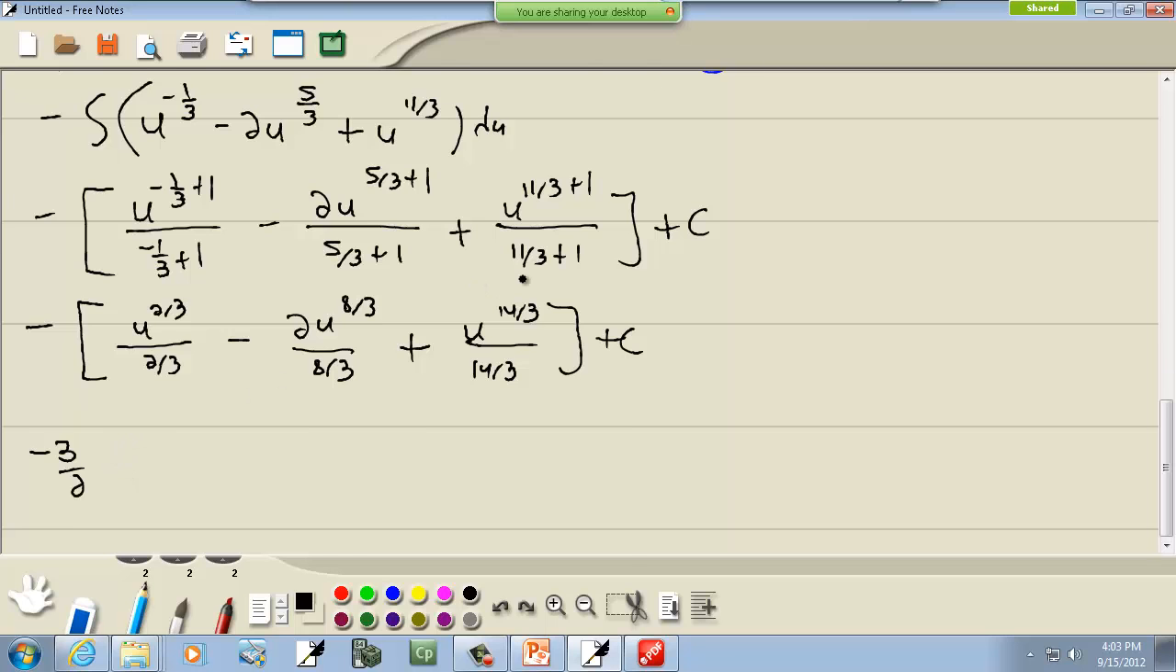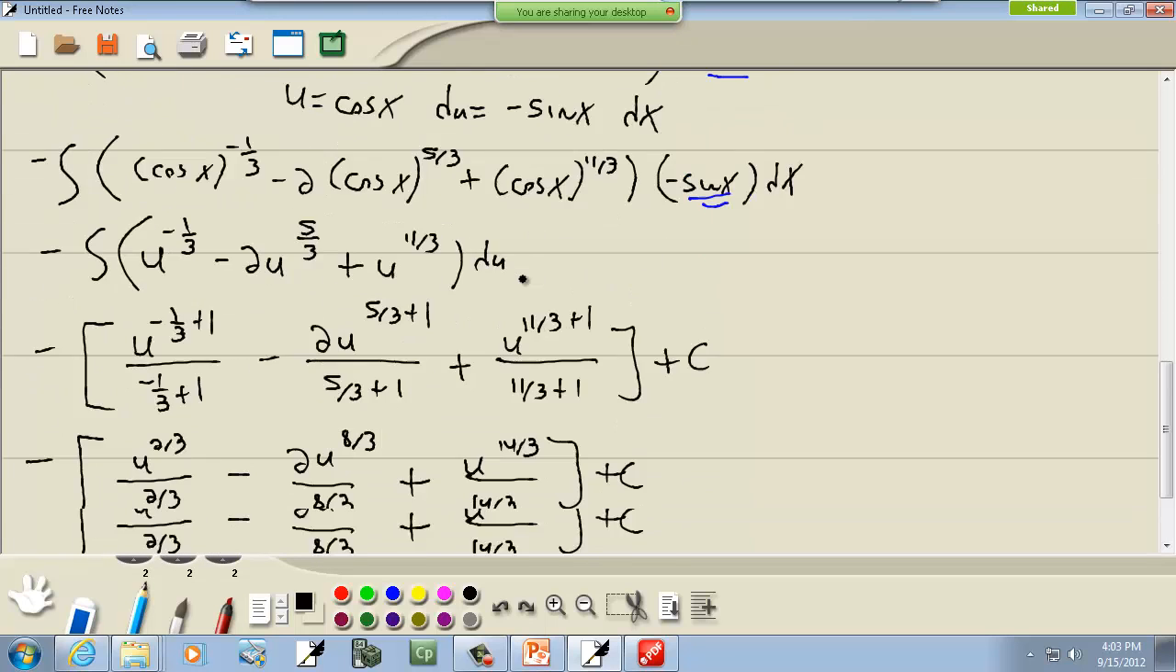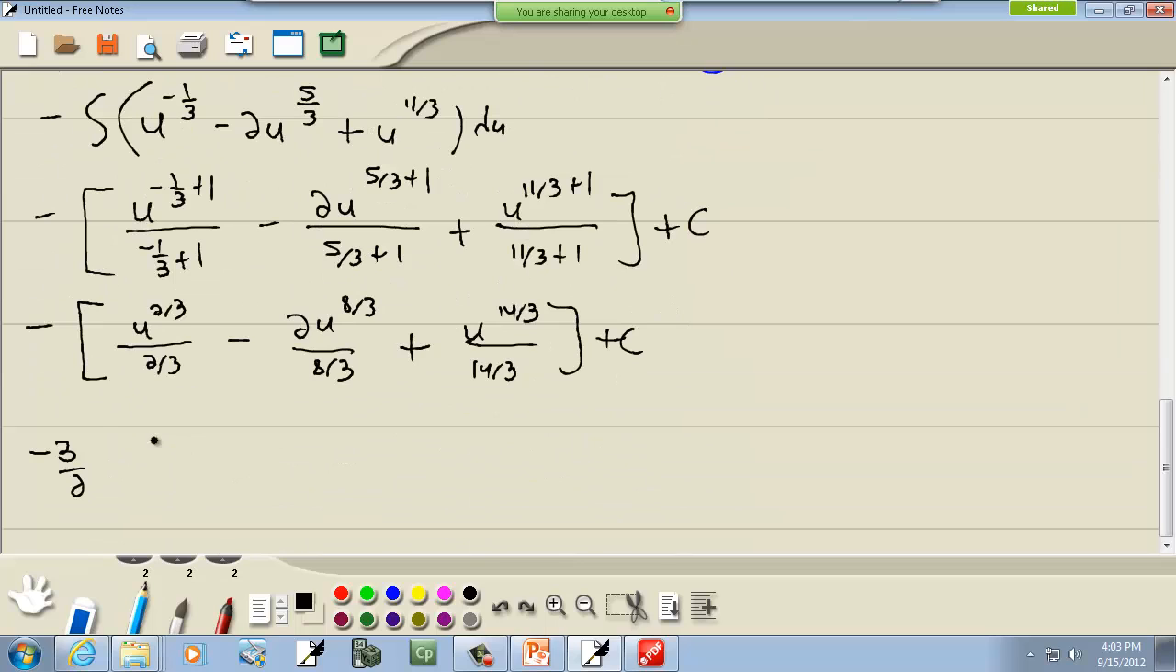And u, we said, was cosine x. So we're going to have cosine x to the 2/3. And then this negative makes that a positive. And we had a single fraction downstairs, so we flip it and multiply it times our top part. So that's 8 over 3, so it'll be 3 over 8. 3 over 8 times 2 gives us 6 over 8, or 3/4. And then we have u, which was cosine x, to the 8/3.